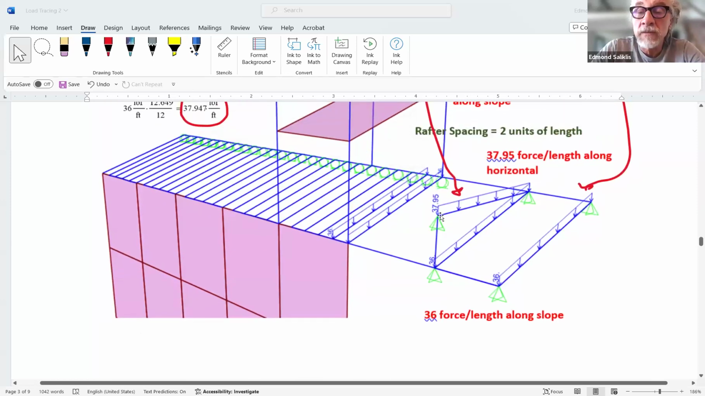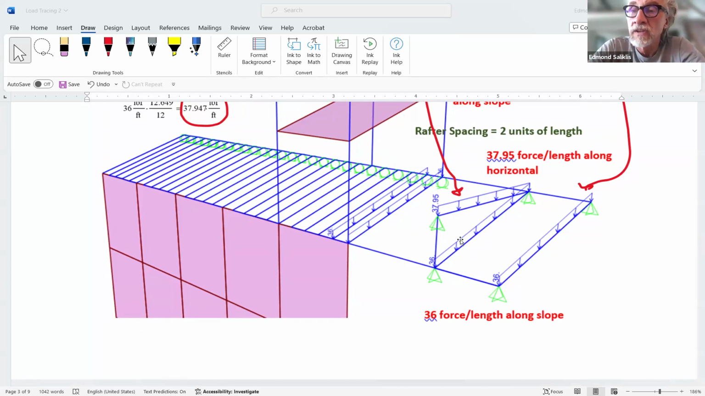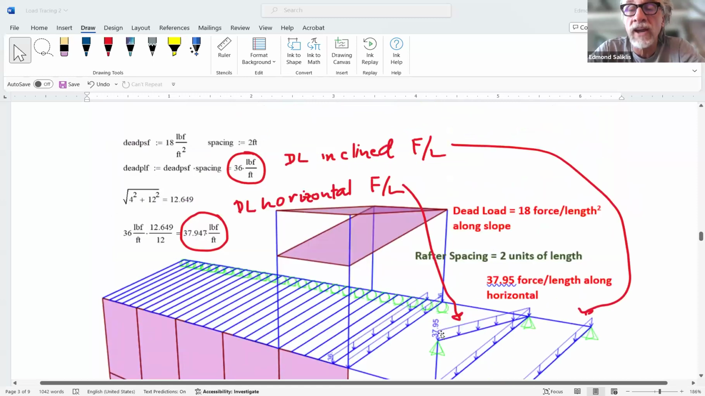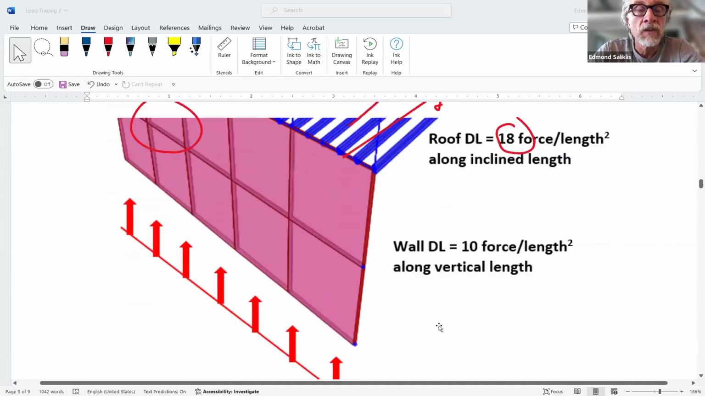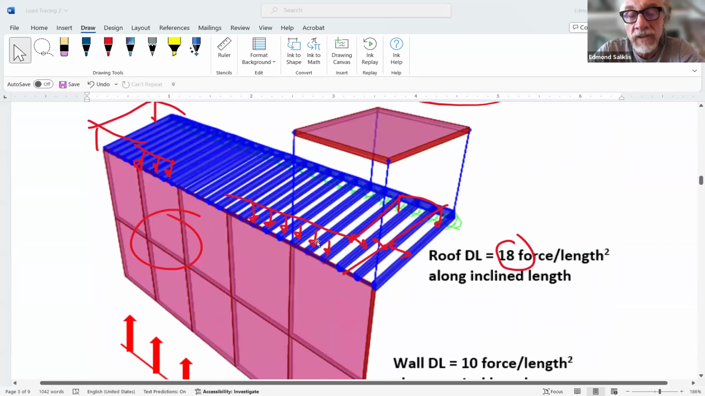So we have these numbers now. Whether they're dead load or live load, it doesn't matter. I could have it inclined or horizontal. Either way, all sorts of permutations. Now, I need to get the reaction at the end of the rafter, at the top of the wall. I need to get those numbers here that we talked about. I need to get these point loads at the top of the wall. Now, how do I do that?